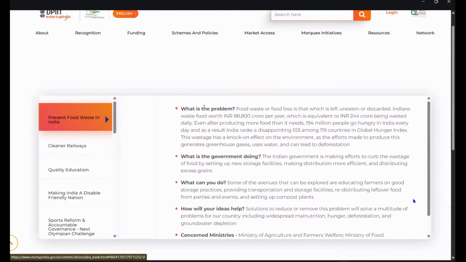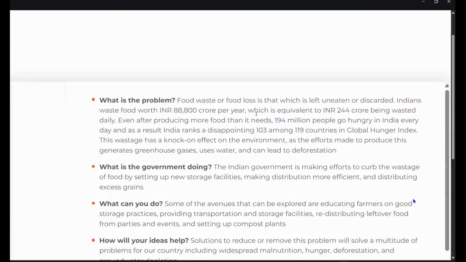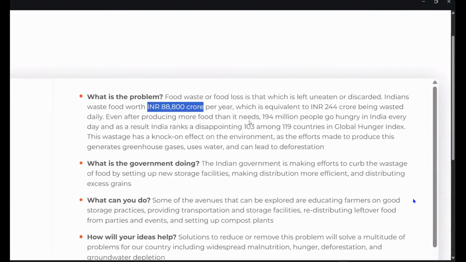And 194 million people go hungry in India every day. India ranks a disappointing 119 among countries in the Global Hunger Index. Being an almost developed nation, we still are at this level. Now, what the government is doing and the opportunities that we have.